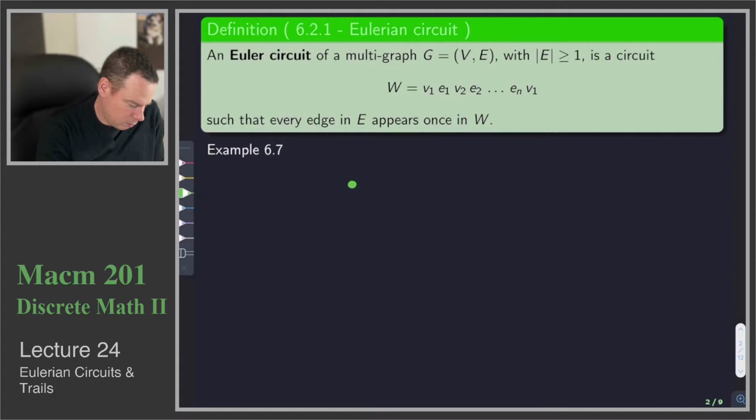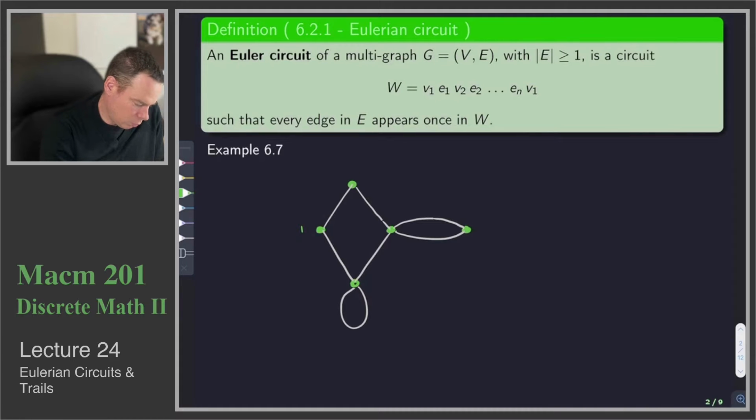We'll start with another example of a graph, maybe a graph that looks like this. Here are our vertices, and the edges I'll draw in. Maybe these are our edges here. And so that was maybe vertex 1, vertex 2, 3, 4, and 5. Does this graph have an Euler circuit? So is there a circuit on this graph that uses every edge exactly once? Let's see if we can find one.